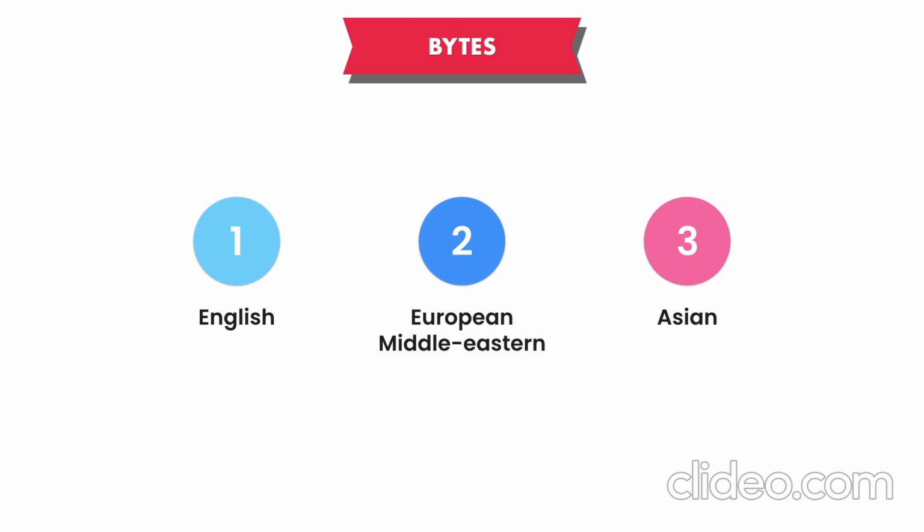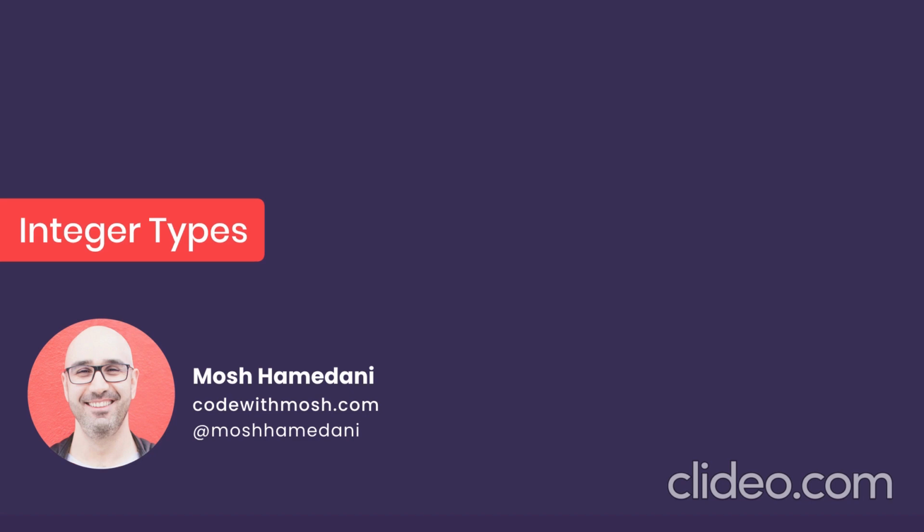Next, we'll look at integer types. We use integers to store whole numbers that don't have a decimal point, like 1, 2, 3, 4. In MySQL, we have 5 integer types, and these are different in terms of the number of bytes they use and the range of values they can store. Obviously, the more bytes we have, the larger the numbers we can store.